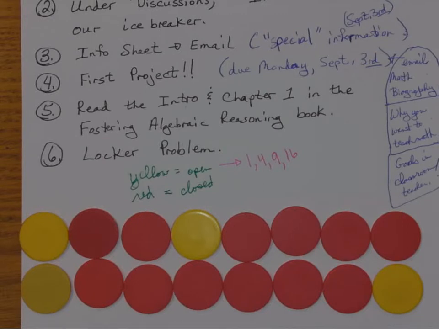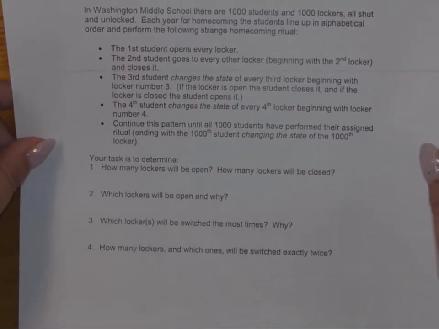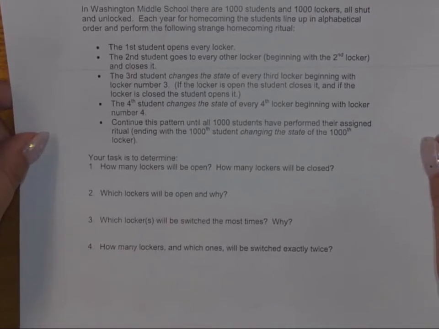So I think maybe you can see a pattern in there, hopefully. So you can see that what? Those are all perfect squares. Yeah. So what you will do as you look through the locker problem, just to wrap this up really quickly, is you're going to have some questions. How many lockers will be open? How many lockers will be closed? Which lockers are open and why?